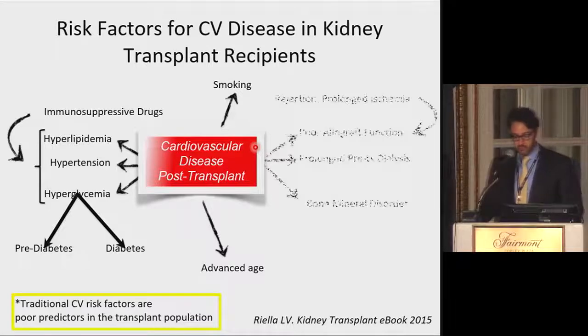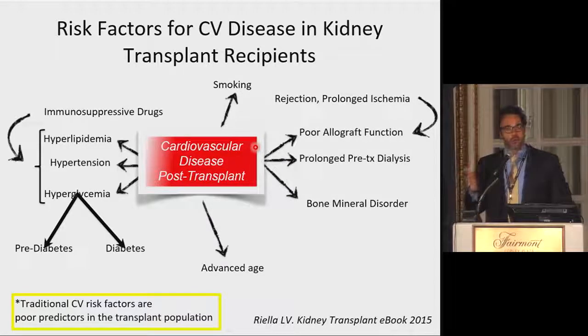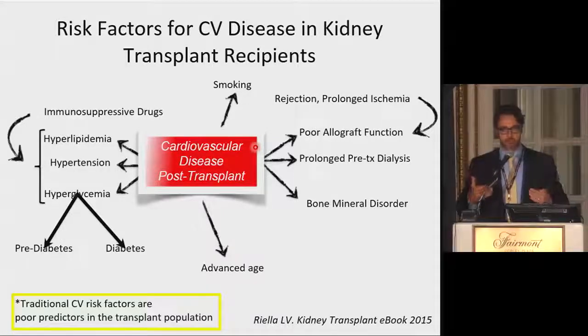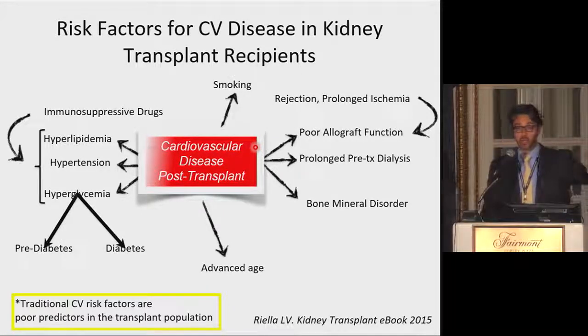So what are those? Number one, poor allograft function. If you think about this, some of our kidneys develop rejection, or they have a really prolonged ischemic time, or they come from donors that have a lot of disease to start with. So poor allograft function puts them at much higher risk of cardiovascular disease than if you were able to correct their kidney function completely back to normal.